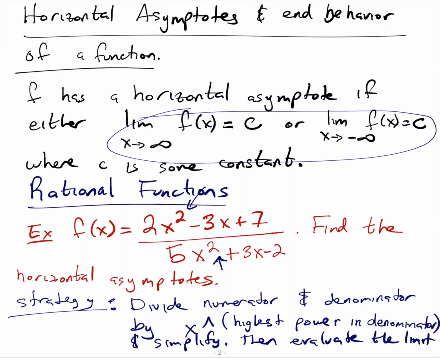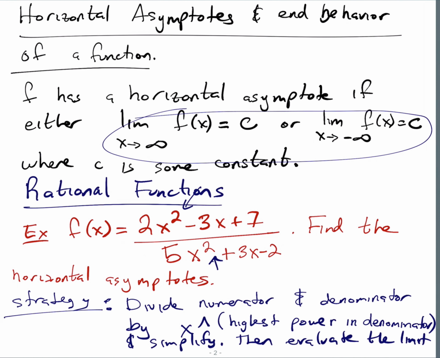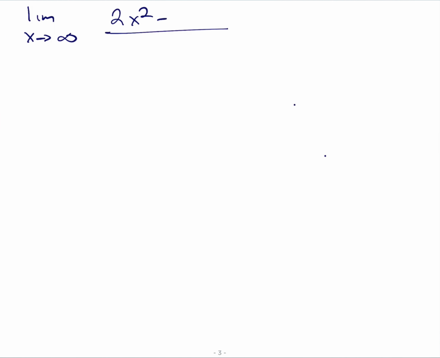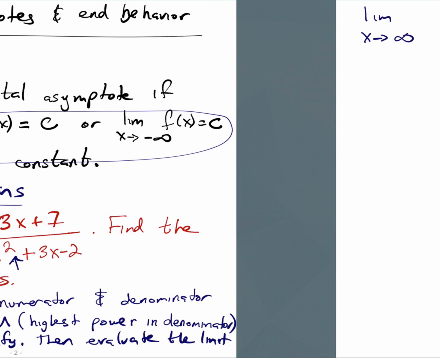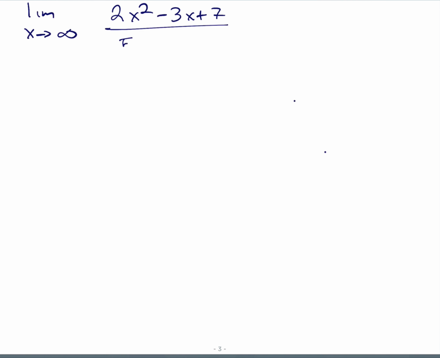And you can use the same exact technique when you have radicals. So you have a rational function with radicals in it and weird stuff like that, which you haven't seen, and you can do the same thing. Let's do this. We have the limit as x goes to infinity of 2x squared minus 3x plus 7 over 5x squared plus 3x minus 2.